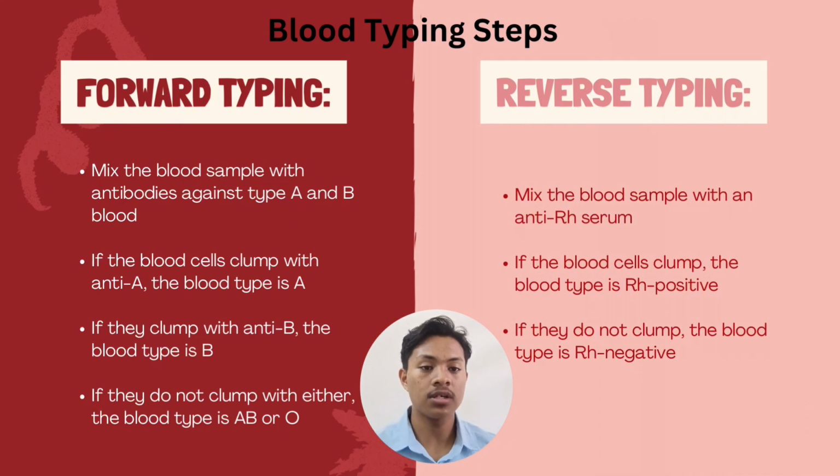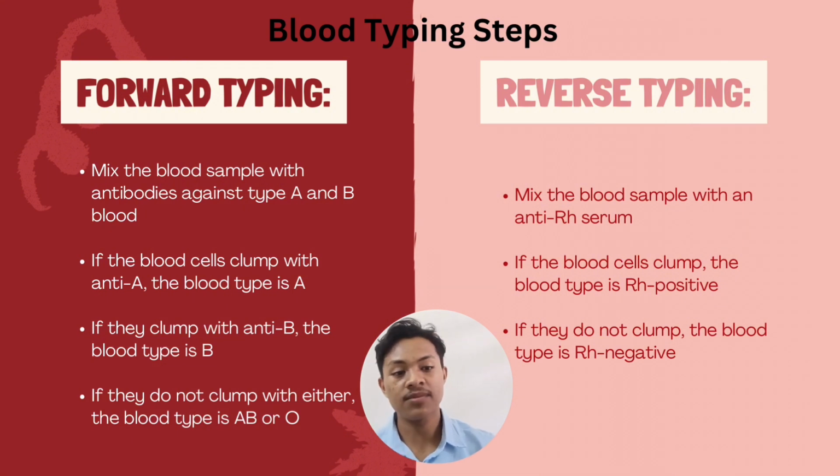And last, we go to the interpretation. By observing where agglutination occurs, we can determine the blood type. For example, if agglutination happens in the section with anti-A antibodies but not with anti-B, the blood type is A. If agglutination occurs in both sections, the blood type is AB. If no agglutination occurs in either section, the blood type is O.